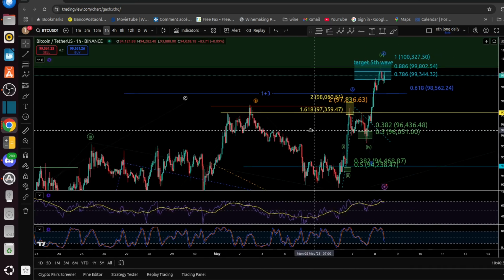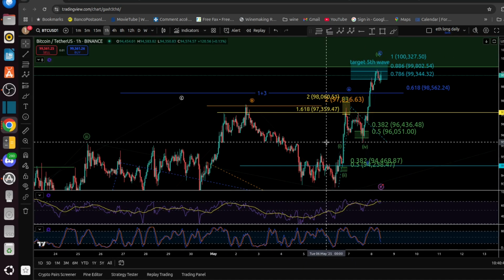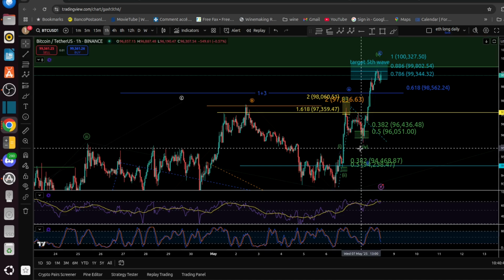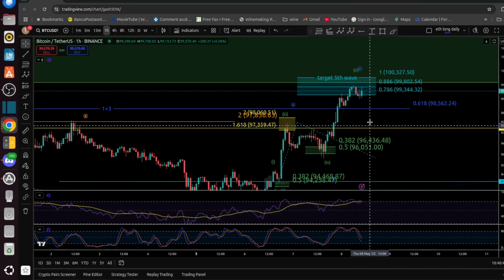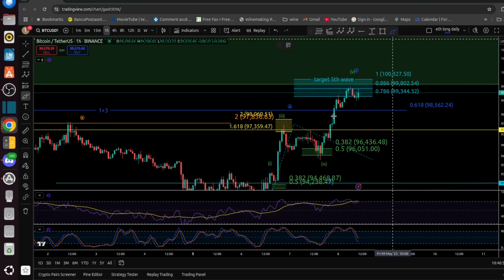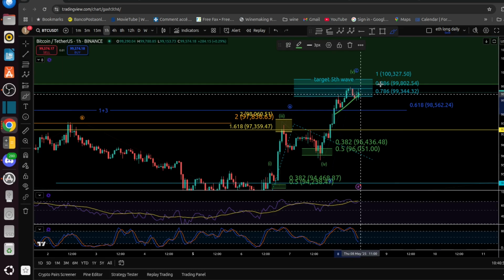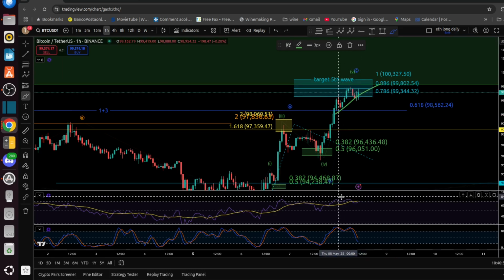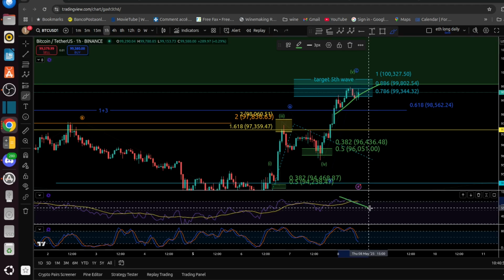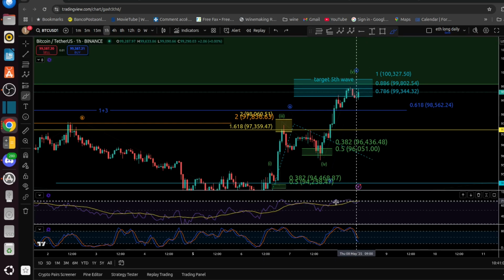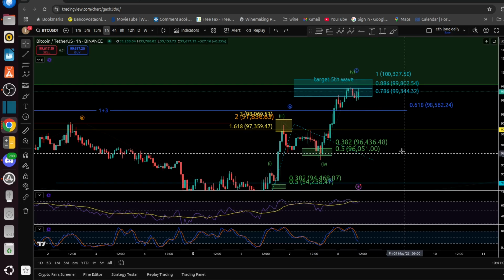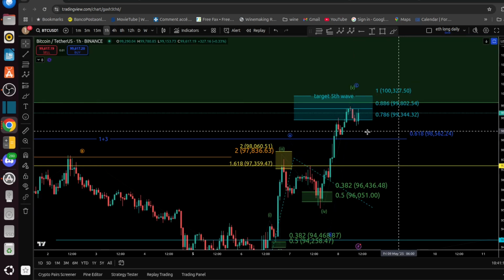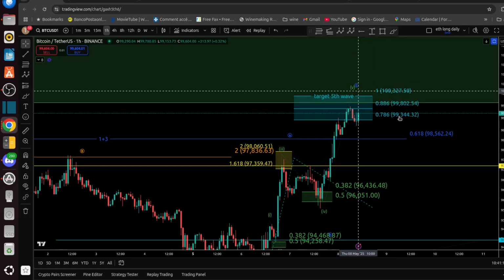So I don't really rely on RSIs to say if I'm buying or selling, unless the price is going higher and I see that the RSI is going down. But in this case, the RSI is kind of following. So to me, this is a little bit inconclusive. But what do I know?